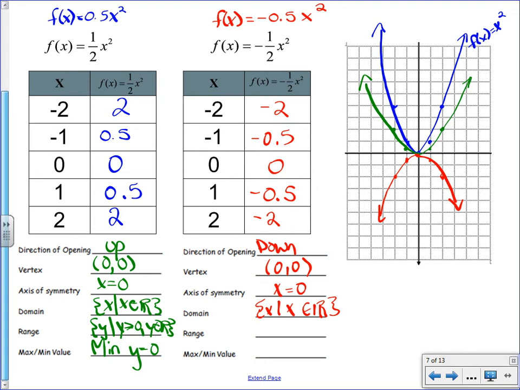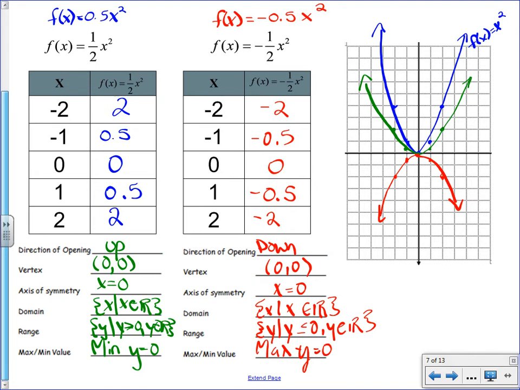Kev, what's my range here? Do I have a maximum or minimum? So when I have a maximum, I say y has to be less than or equal to what number? 0, where y is an element of the reals. And we know that it has a maximum at y equals 0. Okay, does anyone have any questions about this?